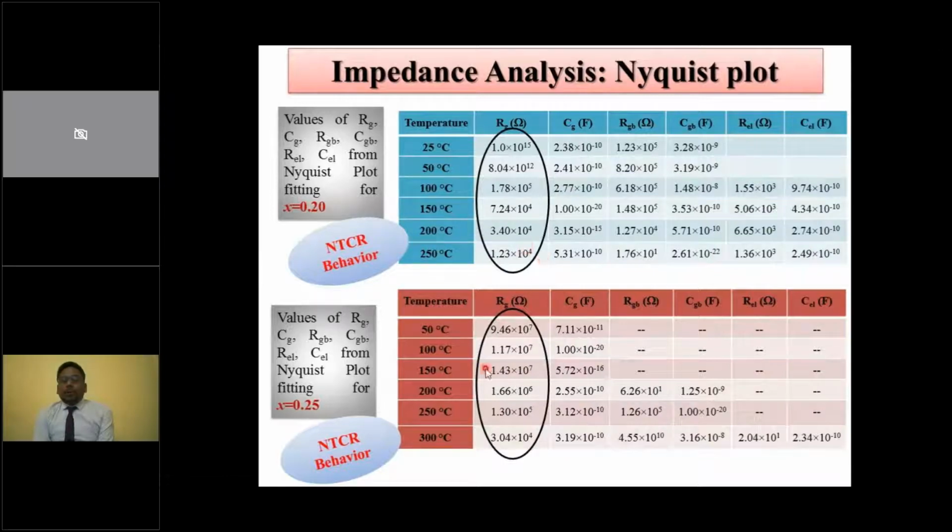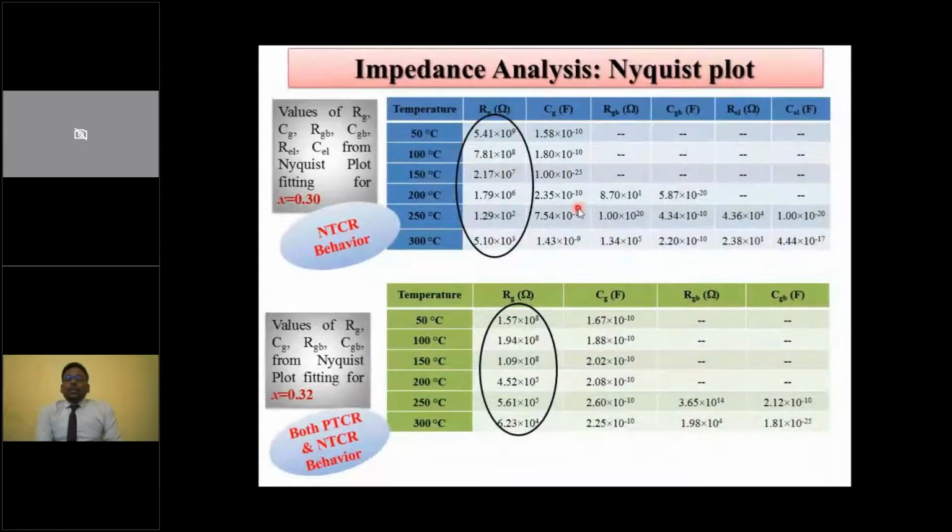And for this x equal to 0.25, it also shows NTCR type of behavior. Here also some electrode effect is there, electrode resistance as well as electrode capacitance, at the higher temperature. And for x equal to 0.30, it also shows NTCR type of behavior.